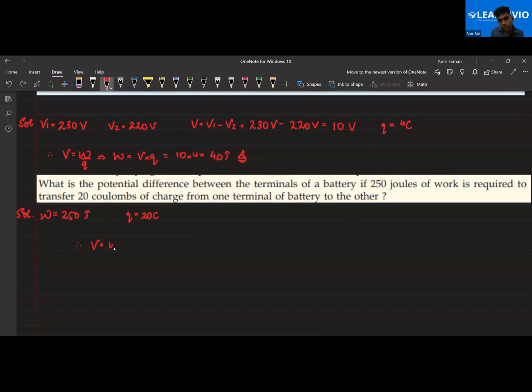Just write down the formula. V is equal to W by Q. I need to calculate the potential difference, which means I need to calculate the potential V, right? So V is equal to work done, which is 250, divided by 20. So that is equal to 12.5. Okay, this is the answer.